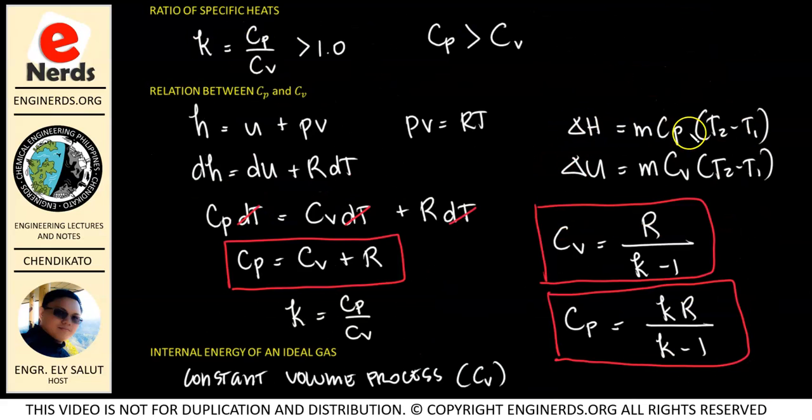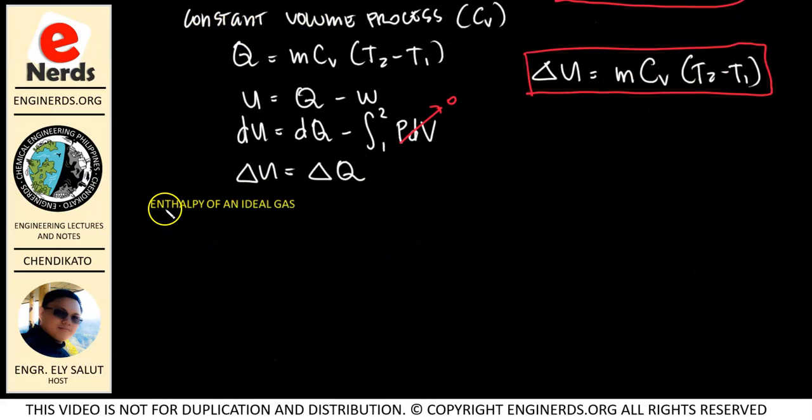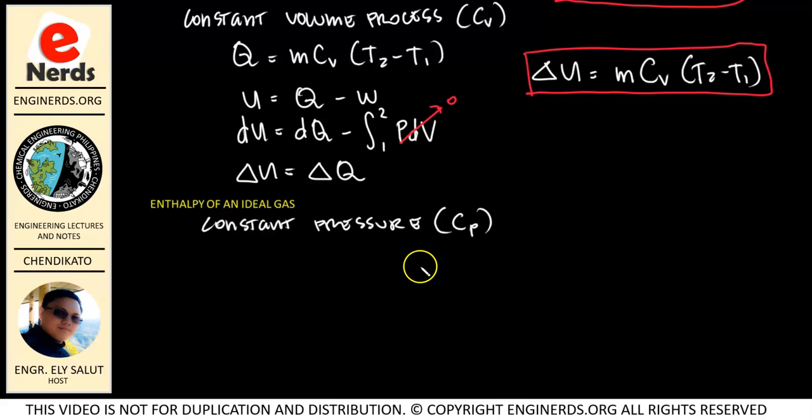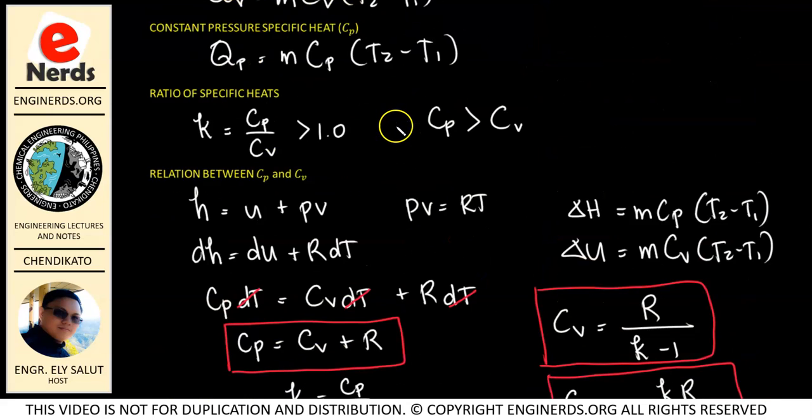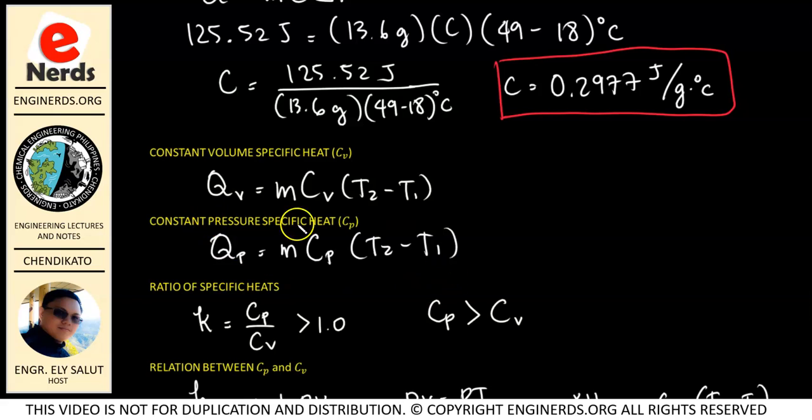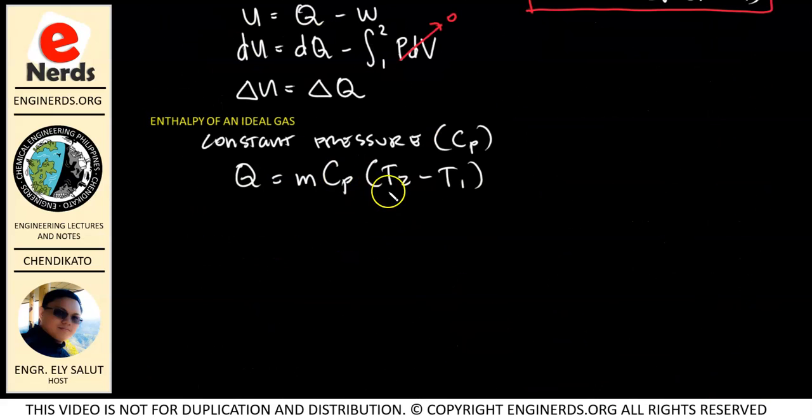So how about this delta H? Let's say we have here the enthalpy for an ideal gas. Let us say now that we have a constant pressure process. At constant pressure, our specific heat is Cp, right? That's what we explained earlier. So in that case, our Q is equal to mCp (T2 minus T1). That is what was here earlier above, at constant pressure. We just wrote it again here.